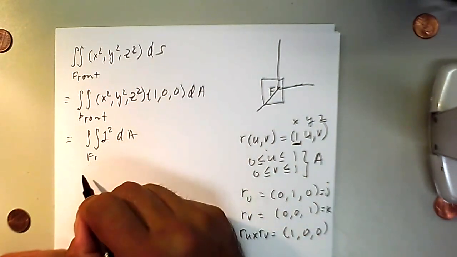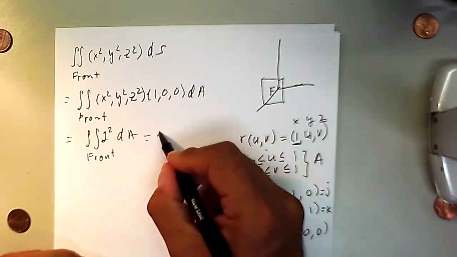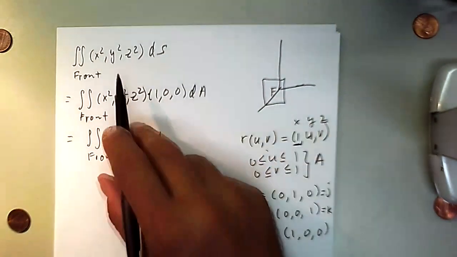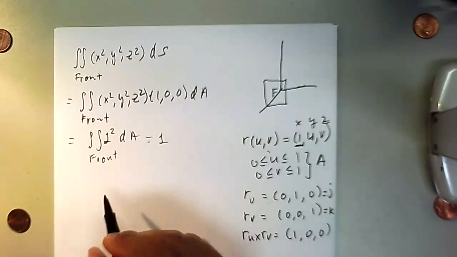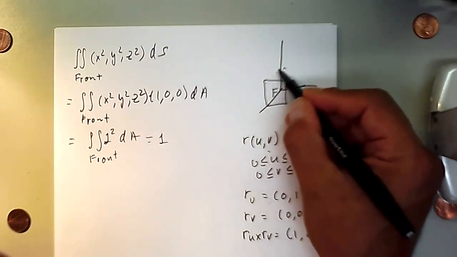Well, yeah, let's just keep it here this way. And that's going to give us 1. So the flux of this vector field through the front is going to be 1. Now, if we go to the back, so the back is going to be here.